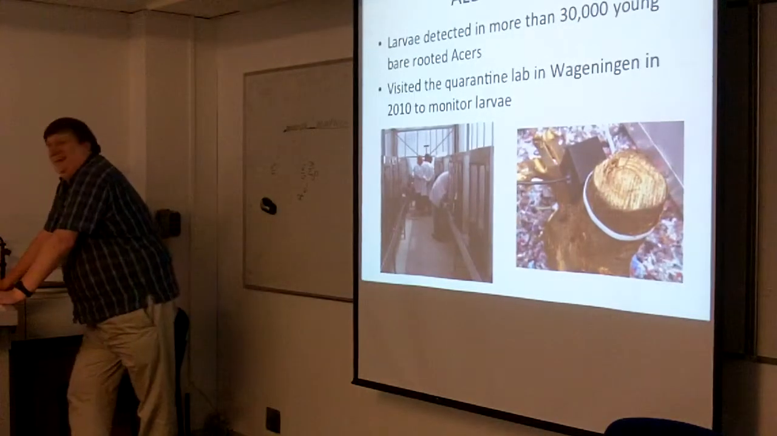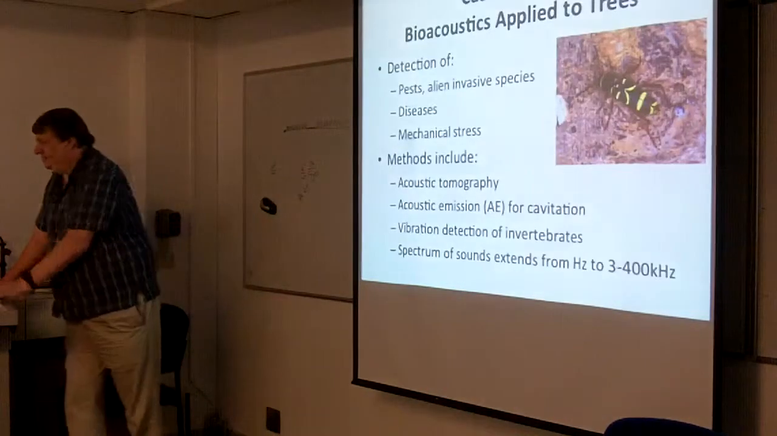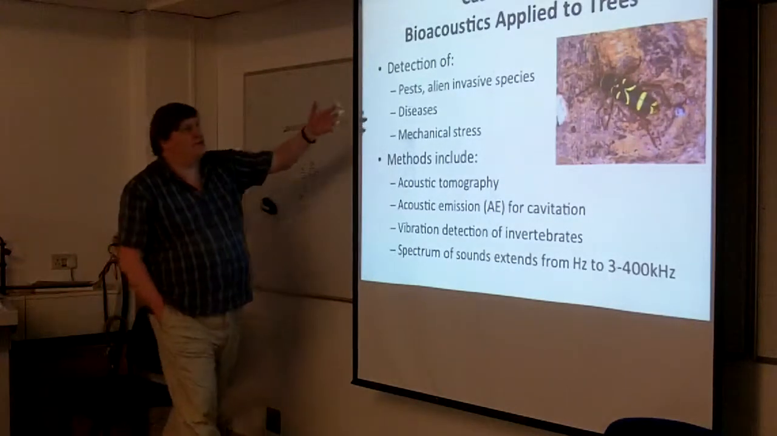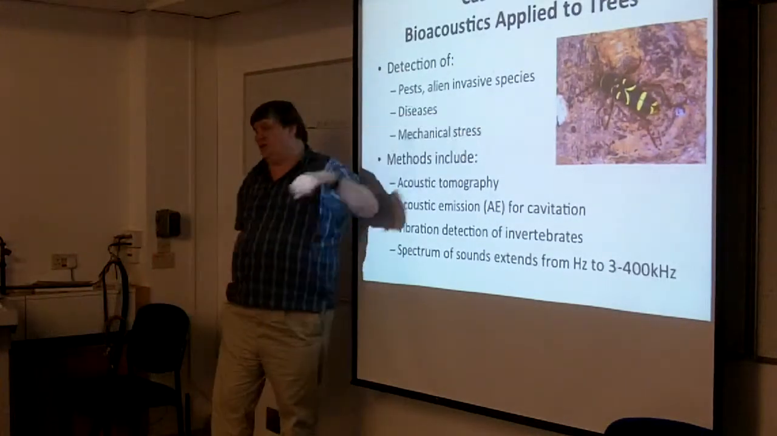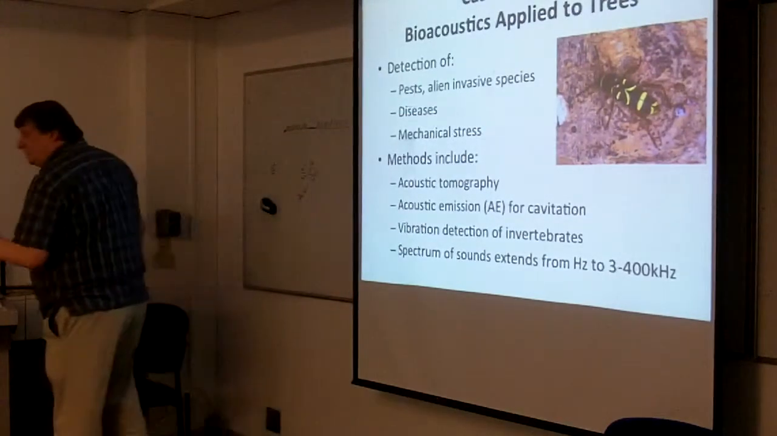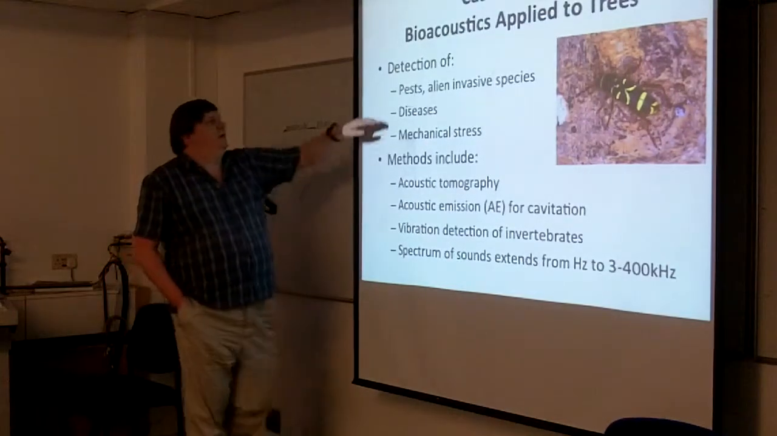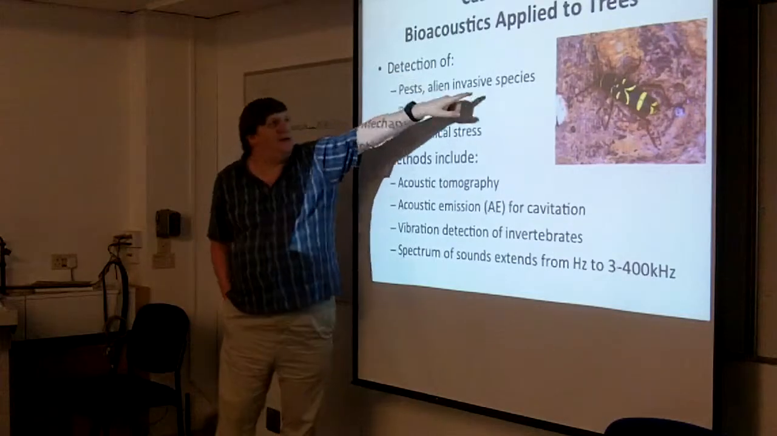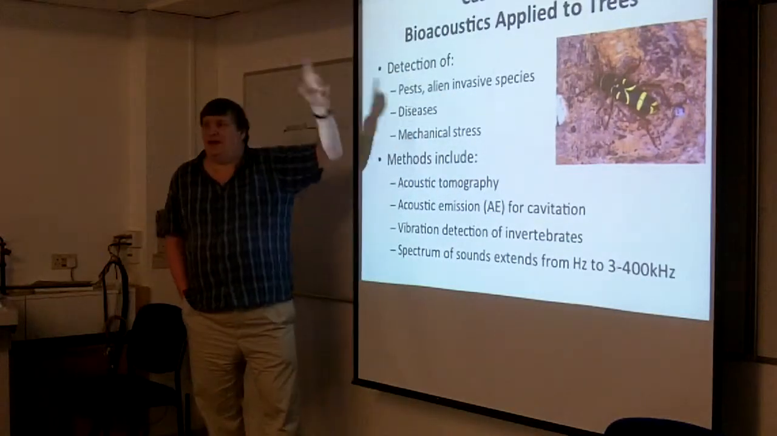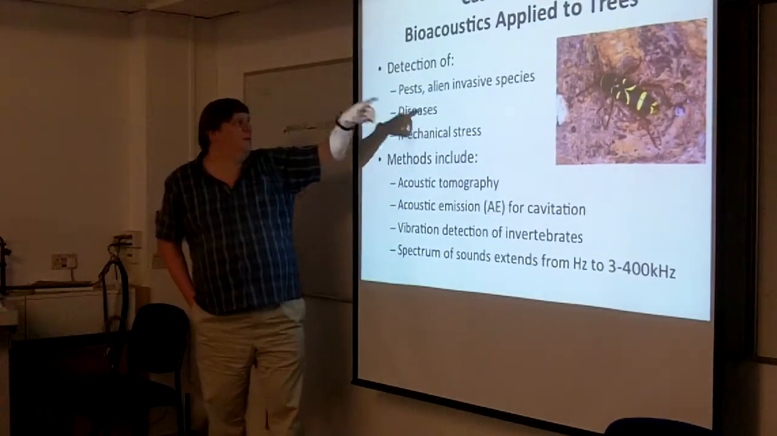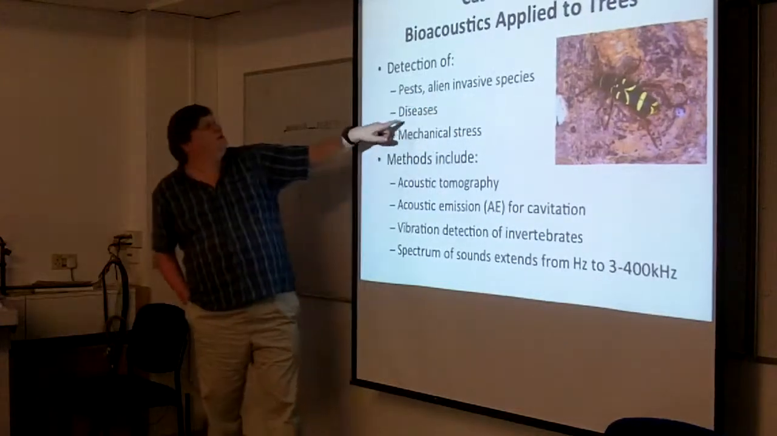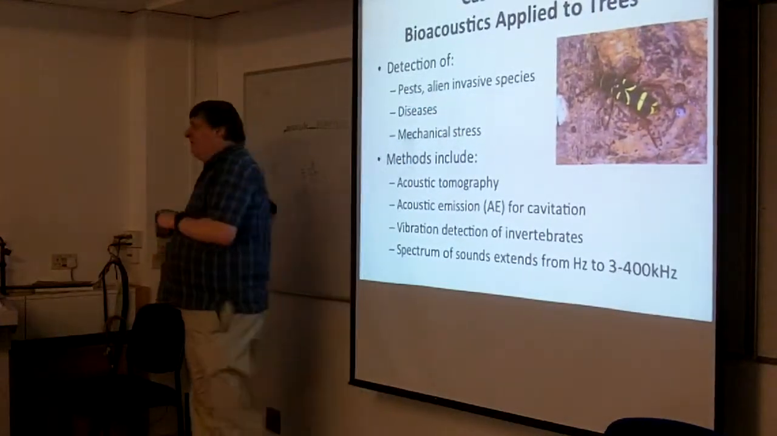It's good fun though. Then the final section is, I mentioned tree health. Well, it's fairly obvious that things feeding inside trees cause problems, so the tree is not healthy anymore. So we've got things like pests and alien invasive species. That's not aliens from up there. That's the definition. Disease, mechanical stress.